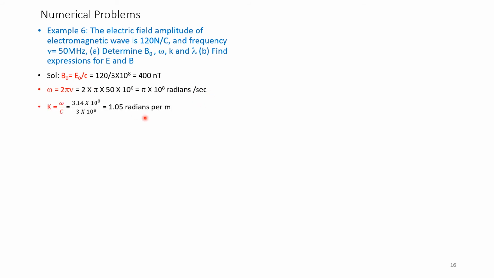Now we have to find k. k is given by omega over c, that is angular frequency over velocity. Therefore k is equal to 3.14 into 10 to the power of 8 we have found in the first equation, divided by 3 into 10 to the power of 8. So its value is 1.05 radians per meter.